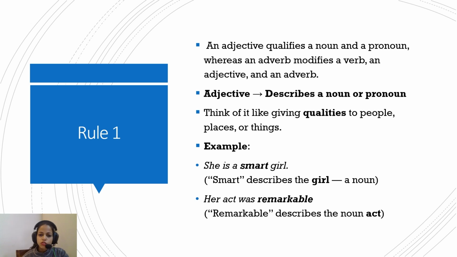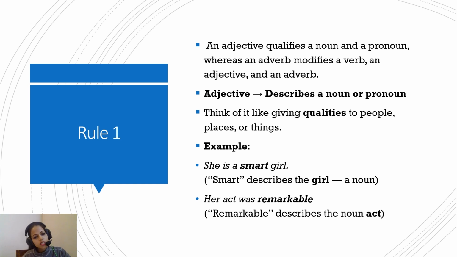Now we get to the rule. Rule 1 says an adjective qualifies a noun and a pronoun, whereas an adverb modifies a verb, an adjective, and an adverb, pretty much following what the definition was. We have done this differentiation between adjective and adverb in the previous lectures as well. But since it's something important and often confuses students, we'll do this again here.